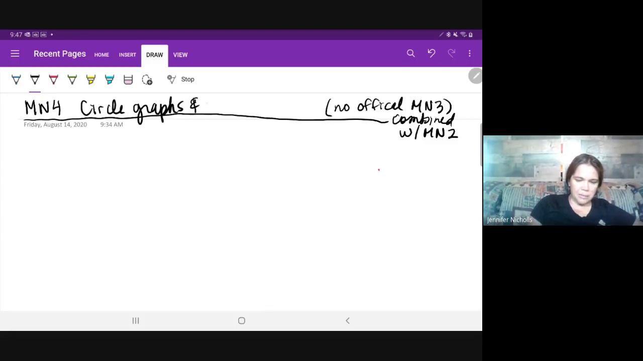Okay, so this is going to be circle graphs and segmented bar graphs. I think she called it segmented bar graphs. It was really cool. Segmented bar graphs.